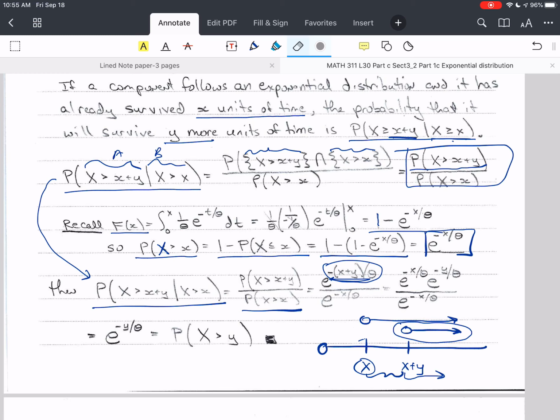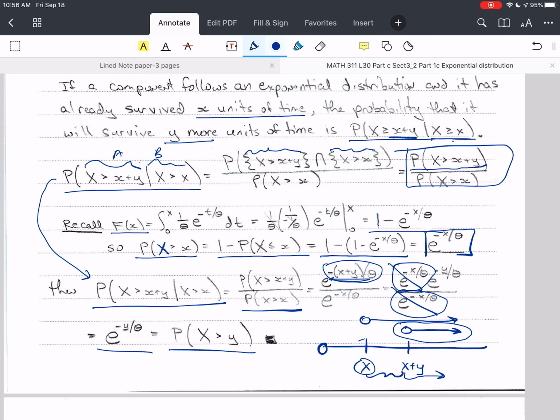We're separating them because we have one of these on the bottom. We have e to the negative x over theta here, e to the negative x over theta here. They're canceling. And so we're left with e to the negative y over theta. I want to point out that this is the same thing as the probability that x is greater than y.